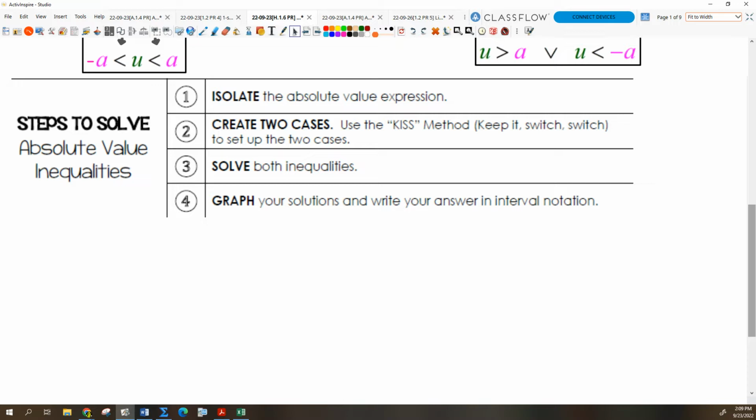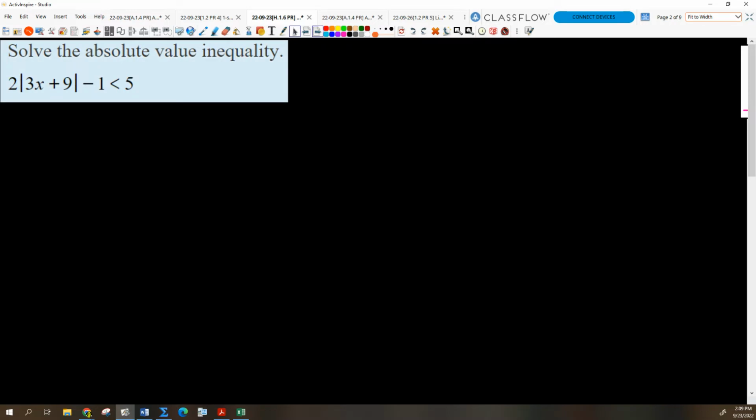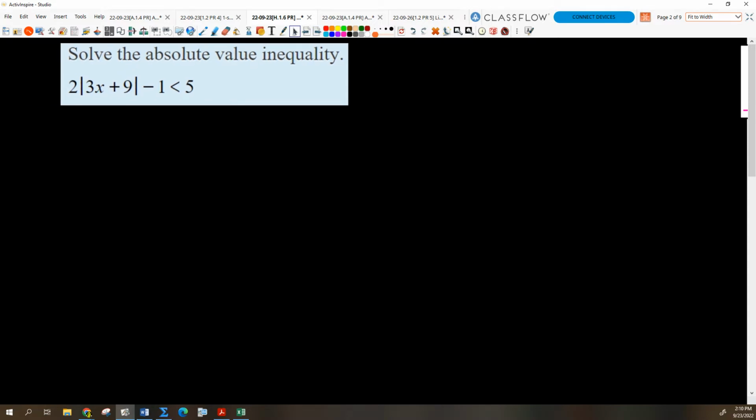So let's try this. What about one like this? What are we going to do? What's part one of our strategy, just like before? Add 1 and divide by 2 because we're isolating the absolute value. All right, so we add 1.